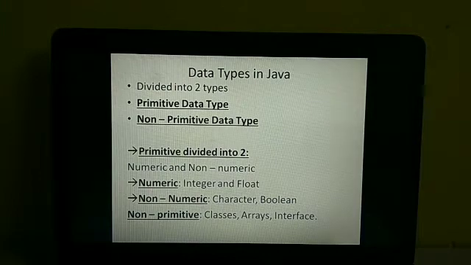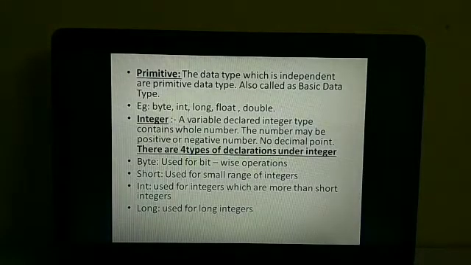Okay, so these are your data types that you know. You have learned about integer, float, character, boolean also, which represents your string data type or a string class. Classes, arrays and interface you will be learning later on. Okay, so primitive data type, again I told you that you know it. It is an independent data type, also called a basic data type.